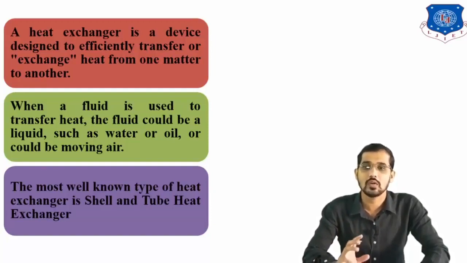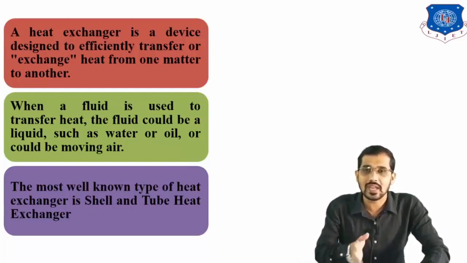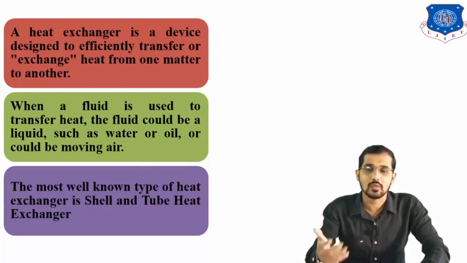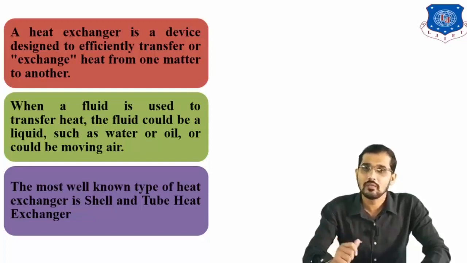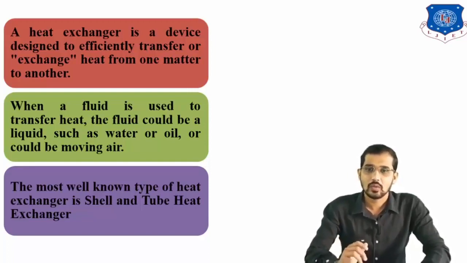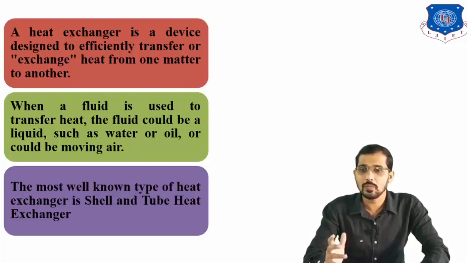The next point is, when a fluid is used to transfer heat, the fluid could be a liquid such as water or oil, or could be moving air. I told you in a heat exchanger we can use various fluid streams. Those streams can flow, that is liquid or vapor, or I can say air. So here the fluid could be a liquid such as water, oil, or could be moving air.